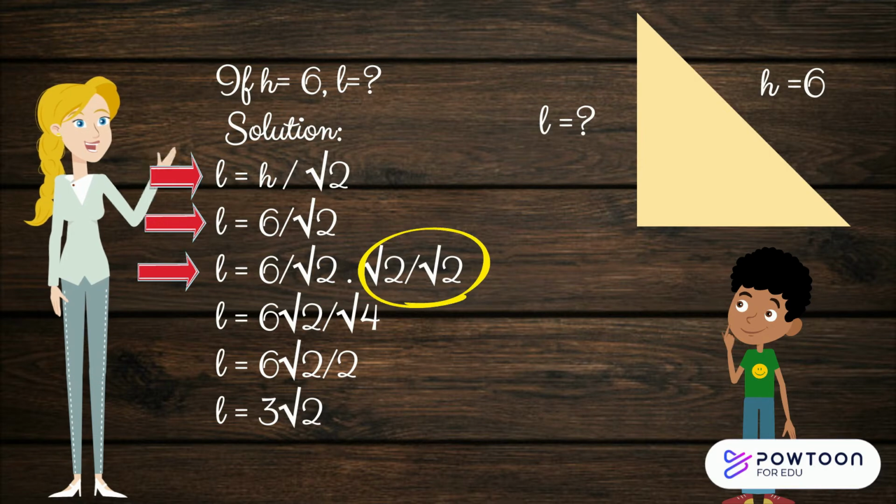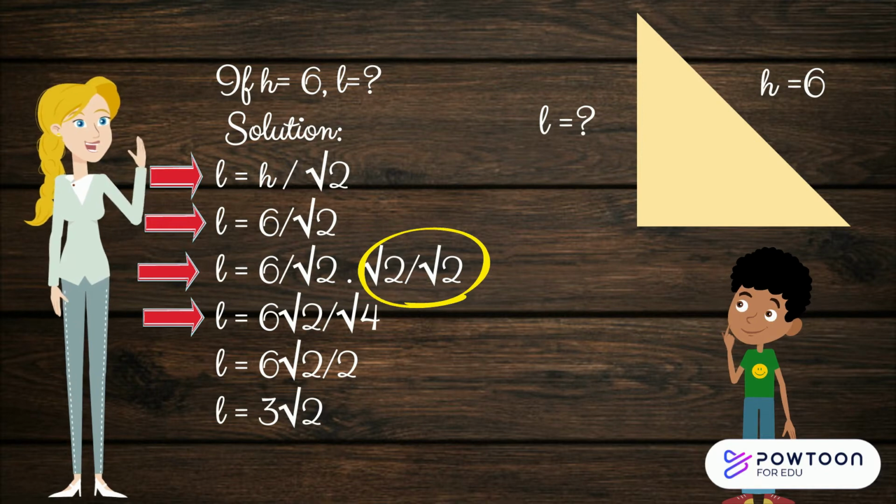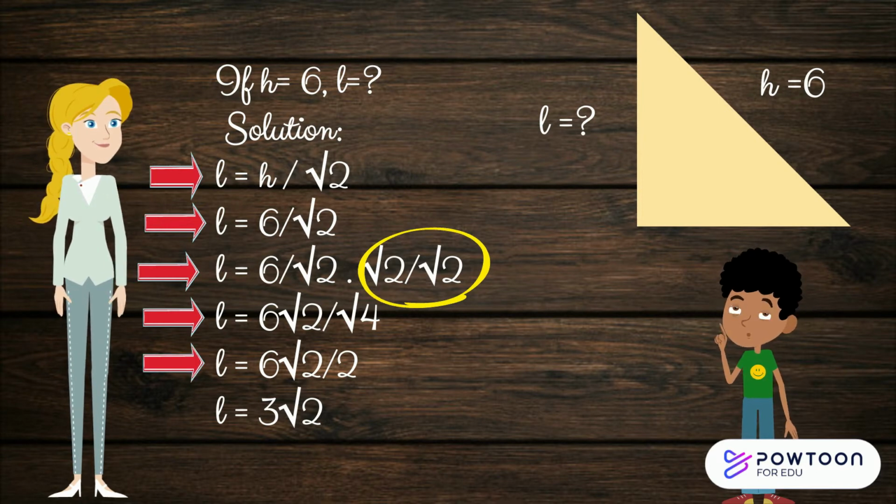Next we multiply 6 times square root of 2 equals 6 square root of 2 over square root of 2 times square root of 2 equals square root of 4. Then simplify. So we have now 6 times square root of 2 divided by square root of 4, which is 2. Since 6 is divisible by 2, we divide 6 by 2. We have now 3 times square root of 2. So the length of the leg is 3 square root of 2.